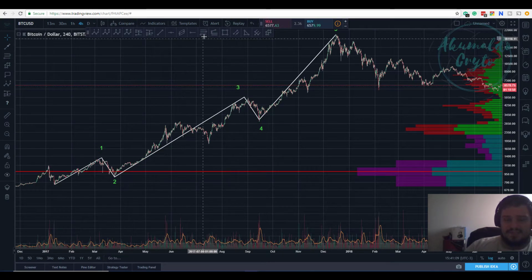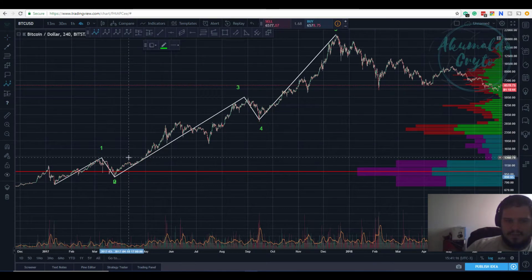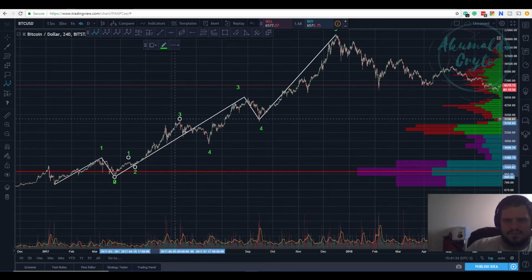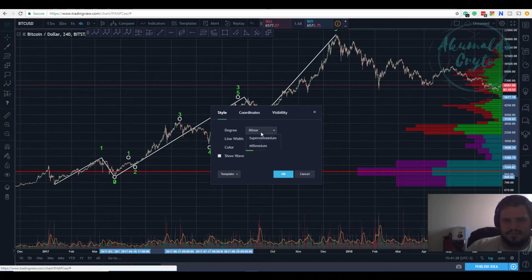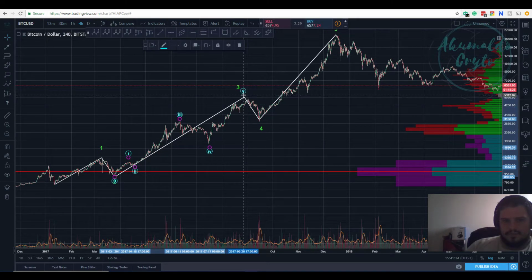And it's the most likely to be extended. So here we need 5 waves up, okay? So 1, 2, 3. This is a 4, really clear 4. The price action, okay? 5. Let me change the degree. It's minor. Minute. Let me put this blue color bullish.